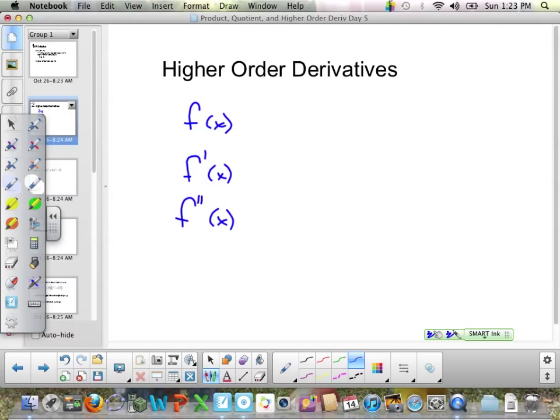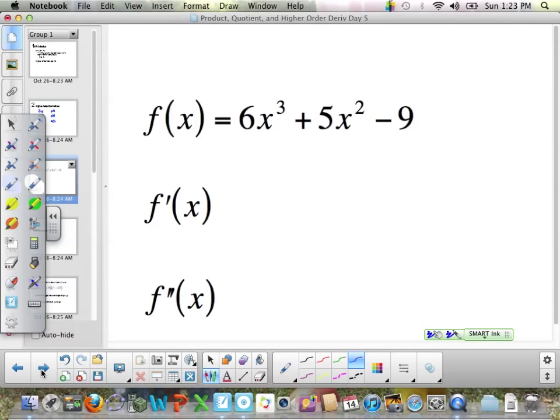All right? And we've kind of talked about this with the position function. You take the derivative of the position function, you get the velocity function. And if you take the derivative of the velocity function, you get the acceleration function. So acceleration is the second derivative of position. All right? And it's as simple as it sounds.